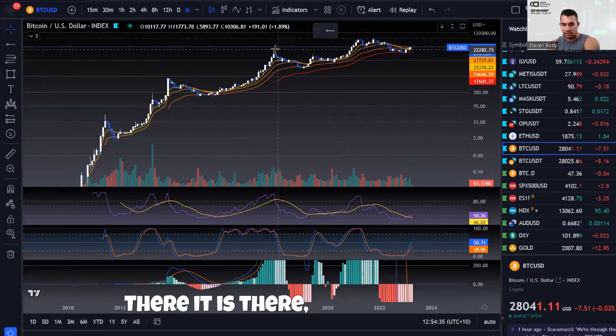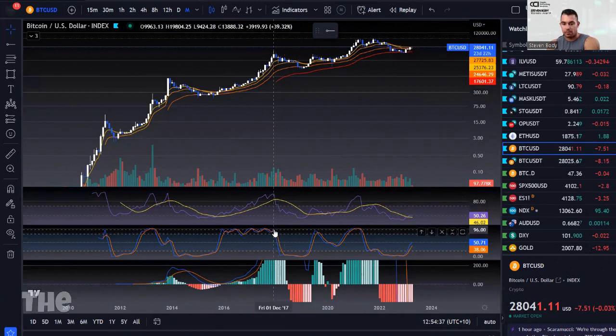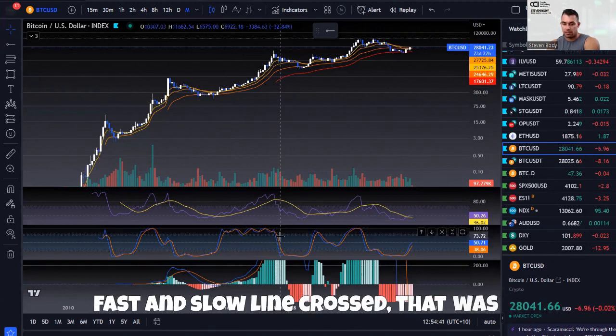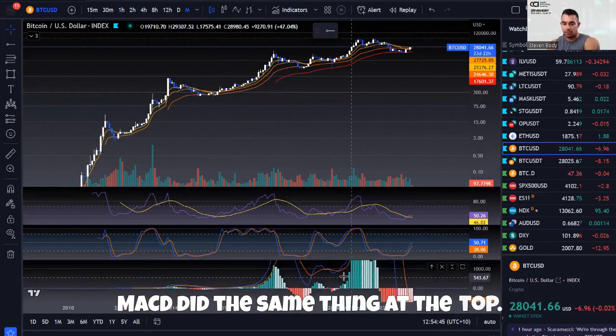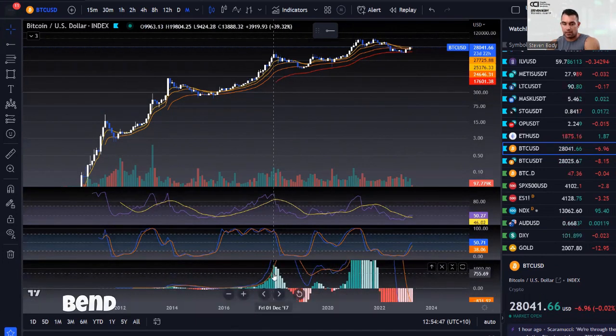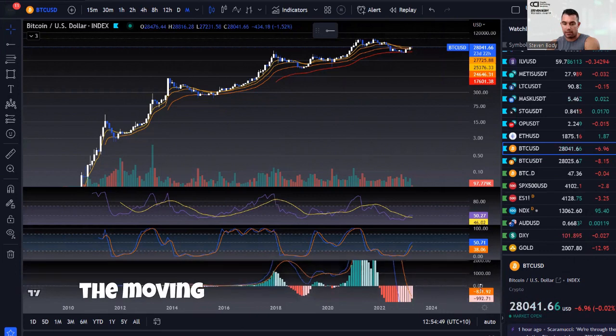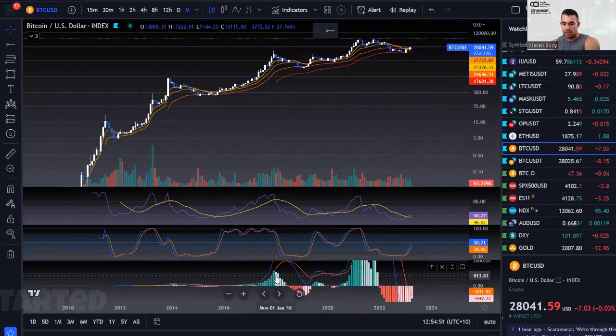There it is there, just across one, there it is there. The stock RSI proved that as soon as the fast and slow line crossed, that was it, risk off, bear market, let's sell off. MACD did the same thing at the top. You can see here the histogram started to bend off that big green candle, even though the moving averages didn't cross yet. The histogram started to bend, and that was the signal it was the top of the bull market.